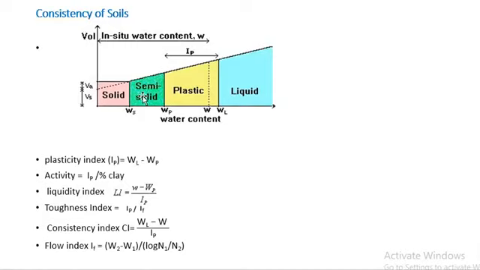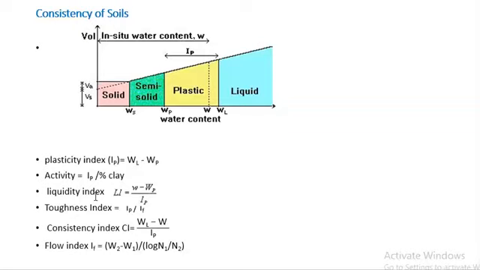When the state changes from solid to semi solid, it's called the shrinkage limit. When semi solid changes into plastic, it is the plastic limit. When plastic changes into liquid, it is the liquid limit. And this defines the plasticity index. Plasticity index I_P is equal to W_L minus W_P, where W_L means liquid limit minus plastic limit. Activity means I_P by percentage of clay. Liquidity index means (W − W_P) by I_P. Here W is equal to natural moisture content.